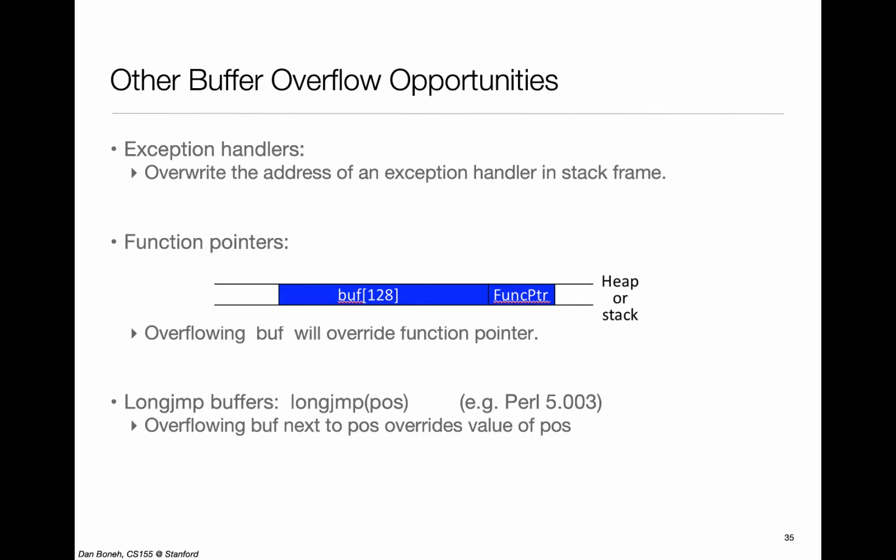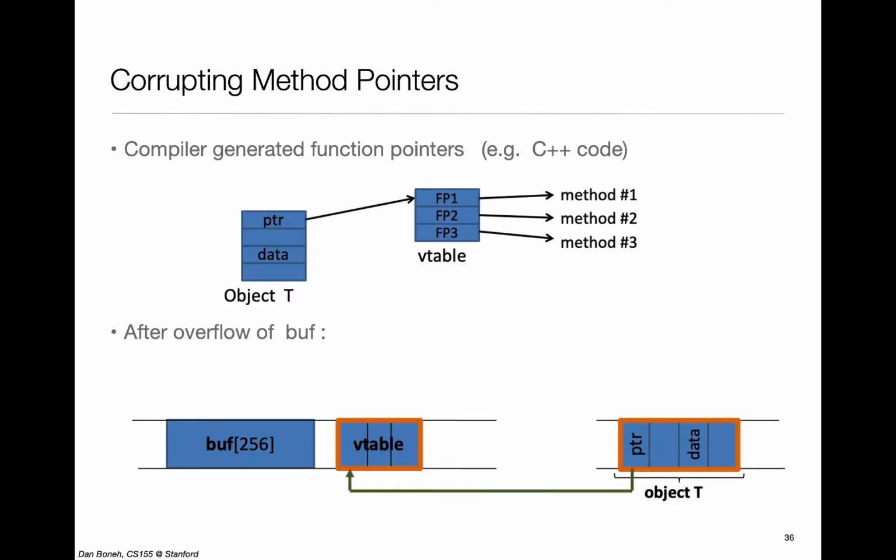And this was a vulnerability in Perl version 5.003. And you could also corrupt method pointers as well. So when you have a compiler that compiles some C++ code, it will generate some function pointers. So for example, here we have some object T that has some data, but it also has some pointer that points to some vtable that stores all of its associated functions.